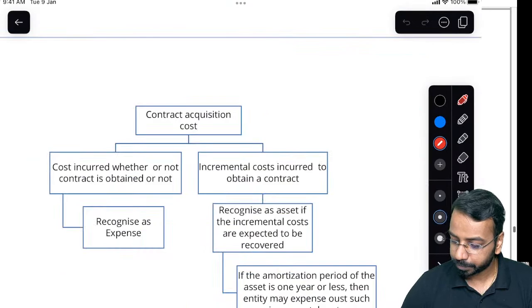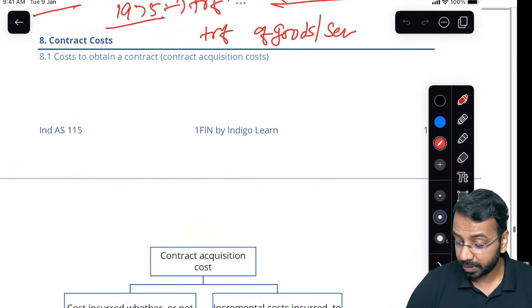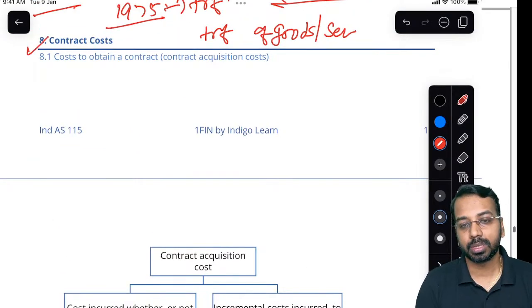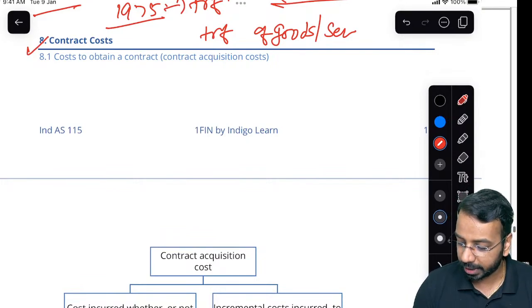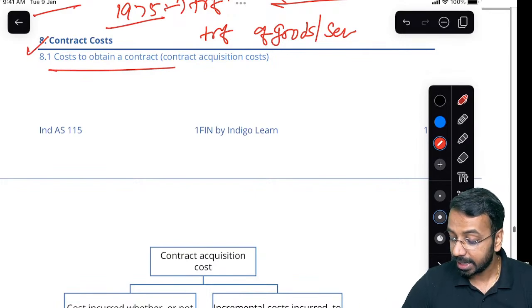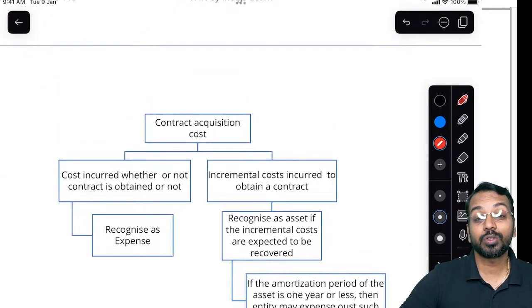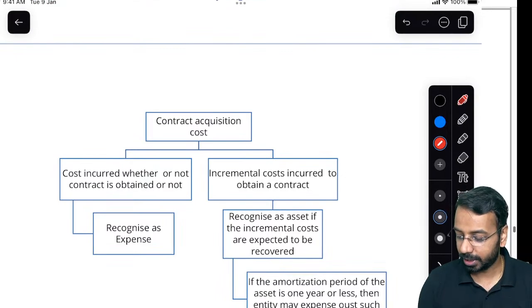Now moving on, miscellaneous aspects. First one is contract cost. Now when you say contract cost, there are two costs. Cost to obtain a contract, we call it contract acquisition cost, and the other one is cost to fulfill a contract. Okay, so there are two aspects.